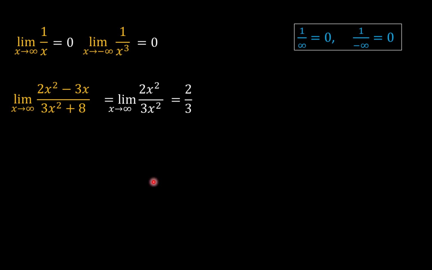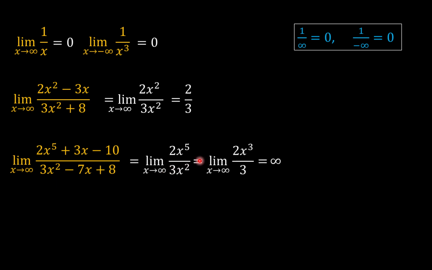Very simple. Let's look at another example of a rational function. Here the degree of the top is 5, the degree of the bottom is 2. We can use this principle that we just explained. You throw away the lower degree terms and keep those two highest degree terms. Therefore, you simply have 2x to the 5th on the top, 3x squared on the bottom, and after you cancel out, you have x to the 3rd on the top. When x goes to infinity, x to the 3rd goes to infinity. Therefore, the answer is infinity.